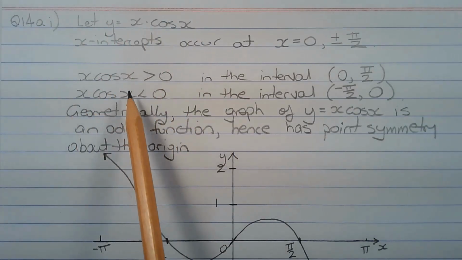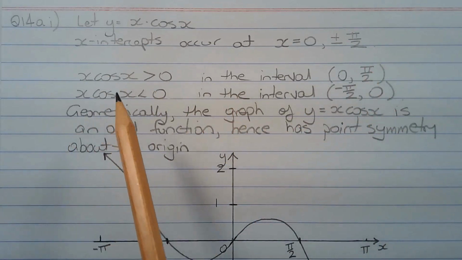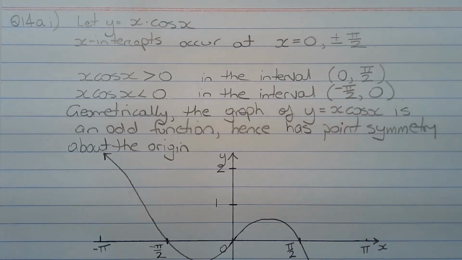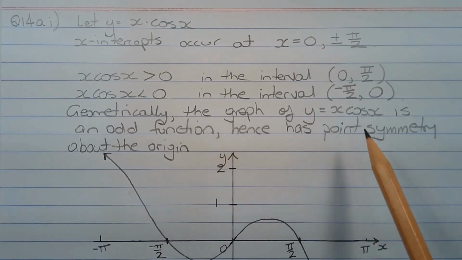Now x cos x is greater than 0 in the interval 0 to pi over 2, and x cos x is less than 0 in the interval negative pi over 2 to 0. Geometrically, the graph of y equals x cos x is an odd function, hence has point symmetry about the origin, and this needs to be shown in the graph.